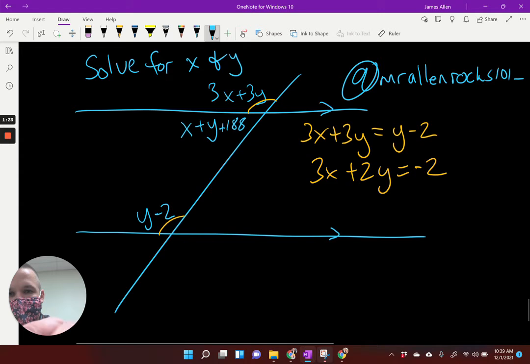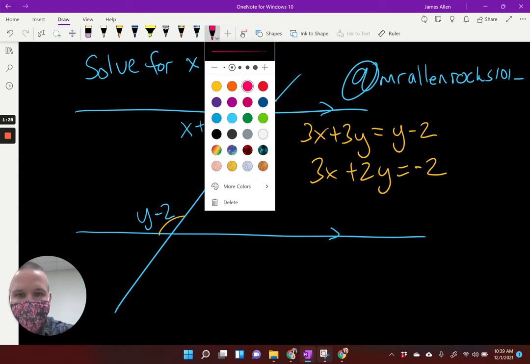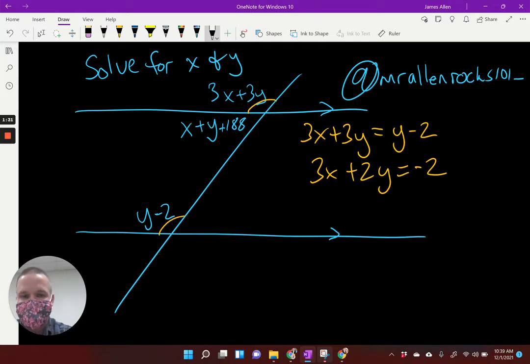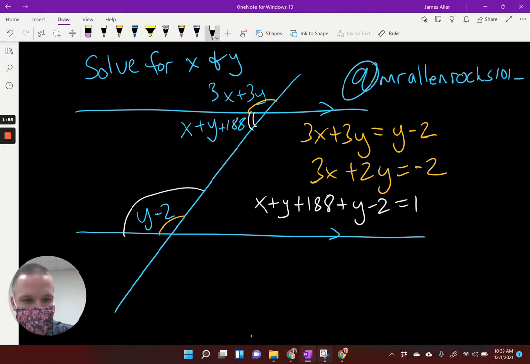Now I'm going to switch markers. I think the pink showed up not so great. How about white? That'll be fun on a black background. All right. So I need one other piece of information. Well, I do know that these two angles are supplementary to each other. They're same side interior angles. So if I add them up, I can set them equal to 180. Let's do that. So I'd have x plus y, plus 188 plus y minus 2 equals 180. And now I'm going to simplify.